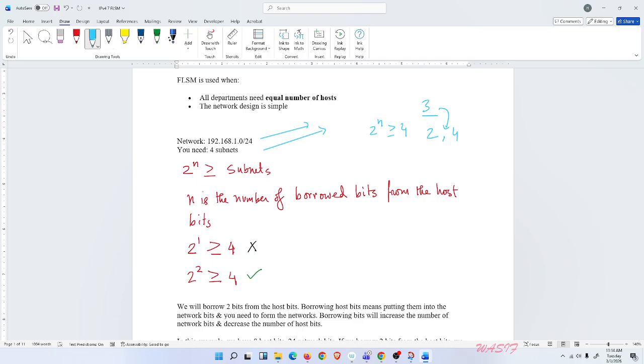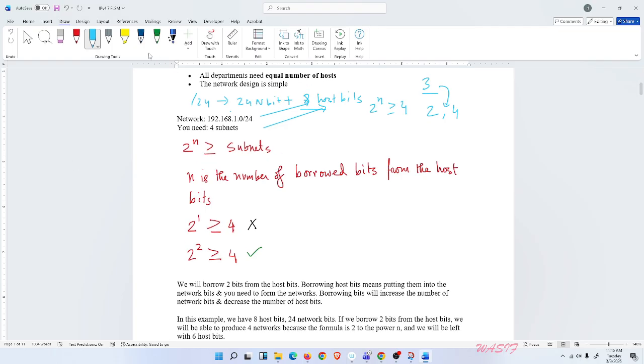So if you look at here, according to the question, we need 4 subnets. N is the number of borrowed bits from the host bits. In this question, /24 means there are 24 network bits and there are 8 host bits. So you are going to borrow 2 bits from the host bits. Now 2 to the power 1 is not greater than or equals 4, so borrowing 1 doesn't work. Borrowing 2, 2 to the power 2 is 4, greater than or equals 4. That works. So borrowing 2 bits works, borrowing 1 bit doesn't.